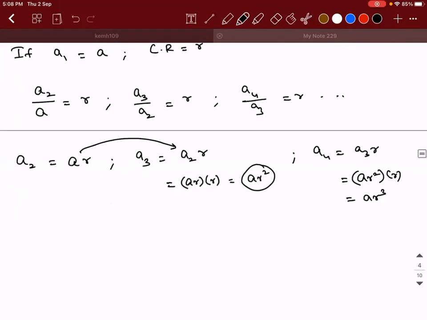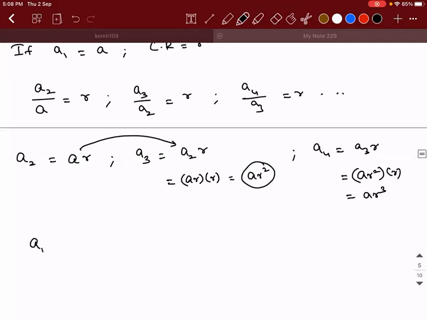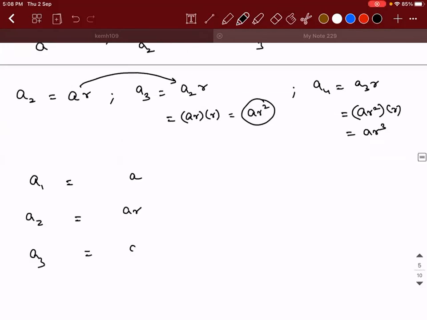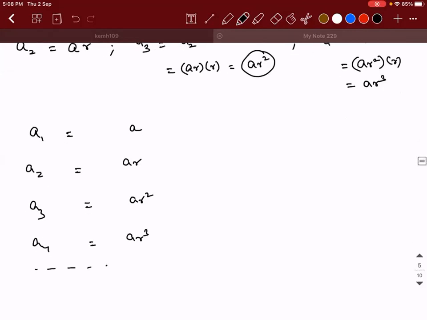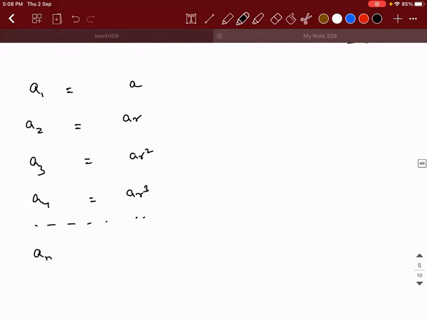Guys, I hope you're able to understand. So how will the sequence be? A1 is A. A2 is AR. A3 is AR square. A4 is AR cube. It keeps on going like this. Then what will AN be equal to? Observe and tell me. AR power n minus 1. Very good.